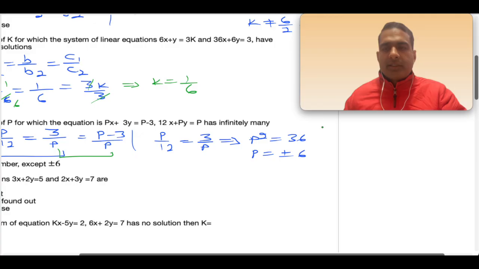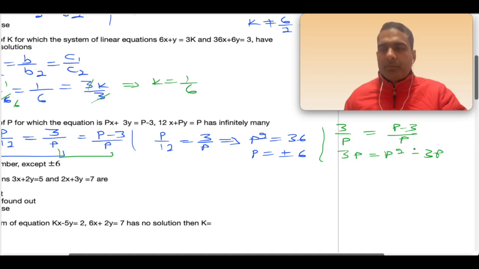so if we take the second and third equation, that is 3 by p is equal to p minus 3 by p. So if we cross multiply, we will get 3p is equal to p square minus 3p.